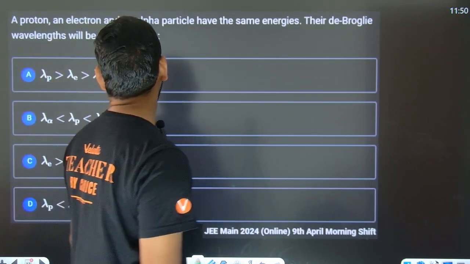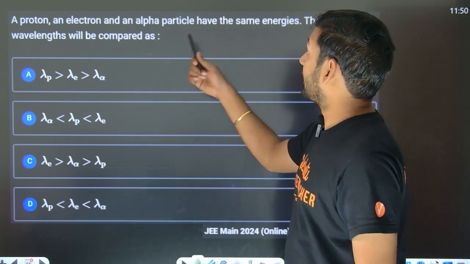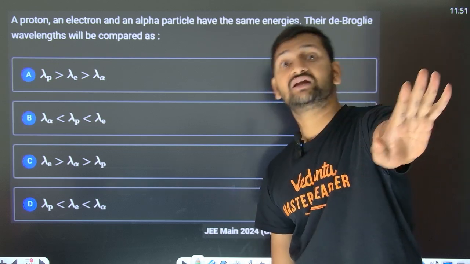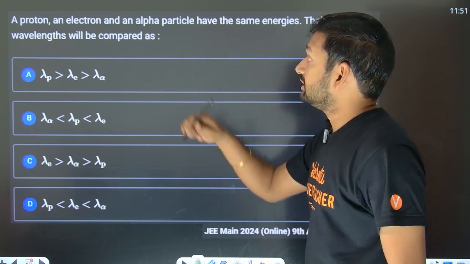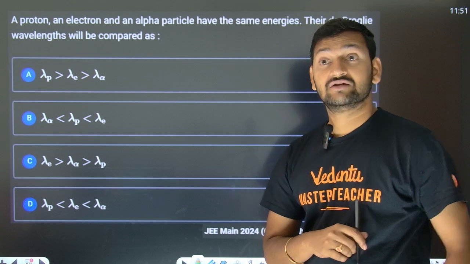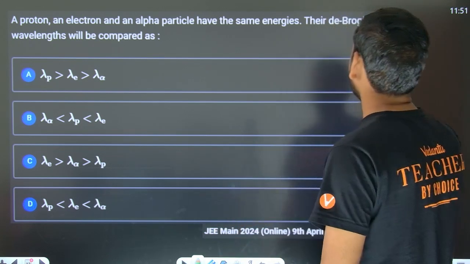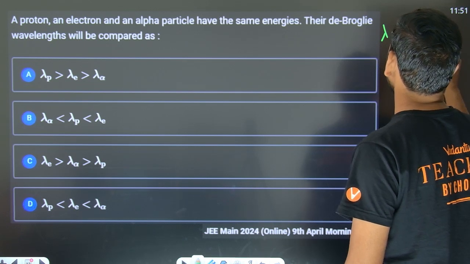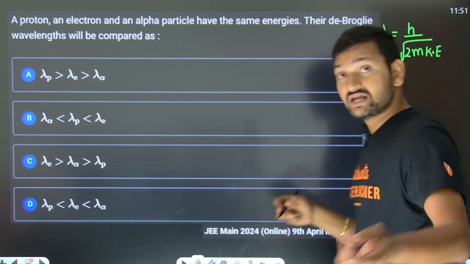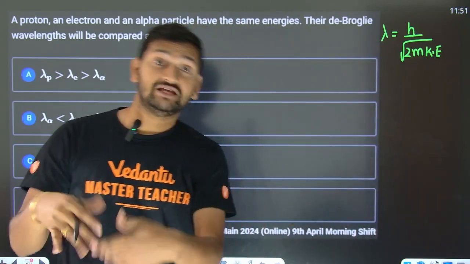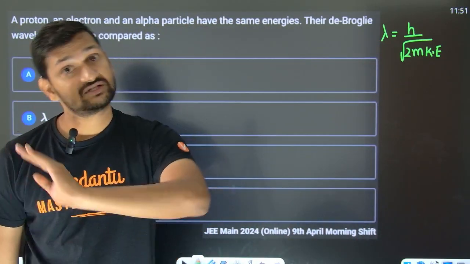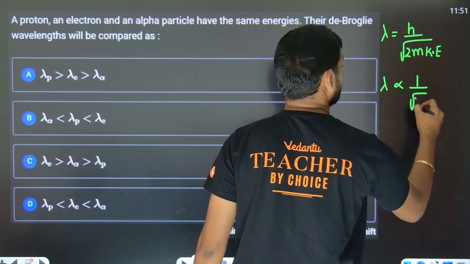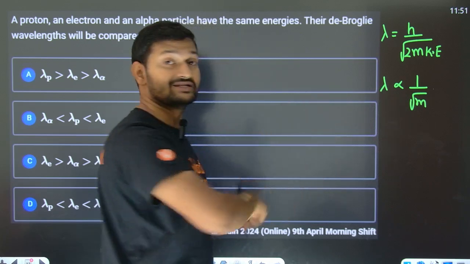Next, a proton, an electron, and an alpha particle have the same energies. When they say same energies, it's the same kinetic energy. Their de Broglie wavelengths will be compared, like which one is more, which one is less. We have the de Broglie wavelength as h by root 2mK, right? If all of them have the same kinetic energy, Planck's constant is anyway the same, and 2 is also a constant. So I can directly claim that the de Broglie wavelength is inversely proportional to root m. More the mass, less is the de Broglie wavelength.